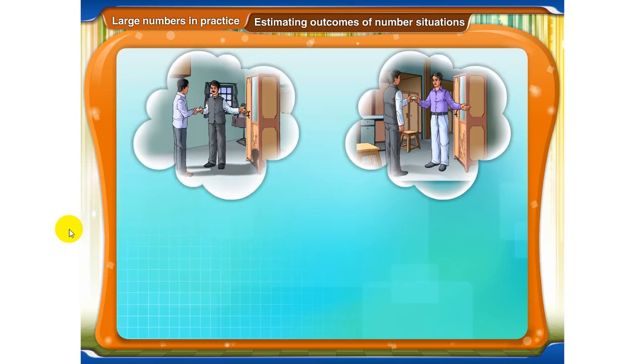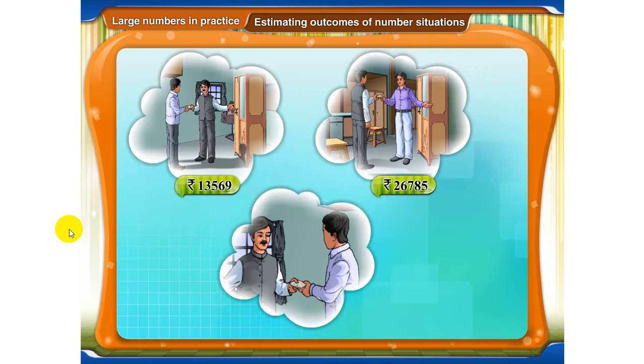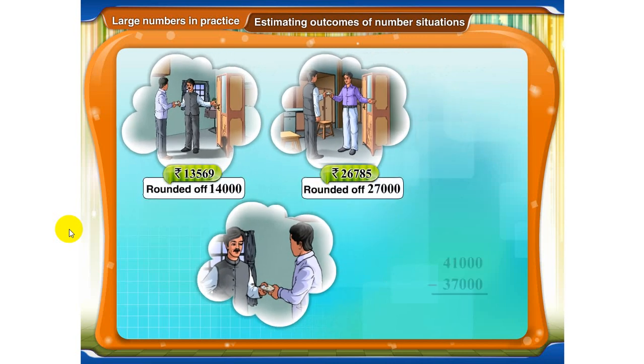A trader is to receive money from two sources. The money he is to receive is rupees 13,569 from one source and rupees 26,785 from another. He has to pay rupees 37,000 to someone else by the evening. He rounds off the numbers to their nearest thousands and quickly works out the rough answer. He is happy that he has enough money.